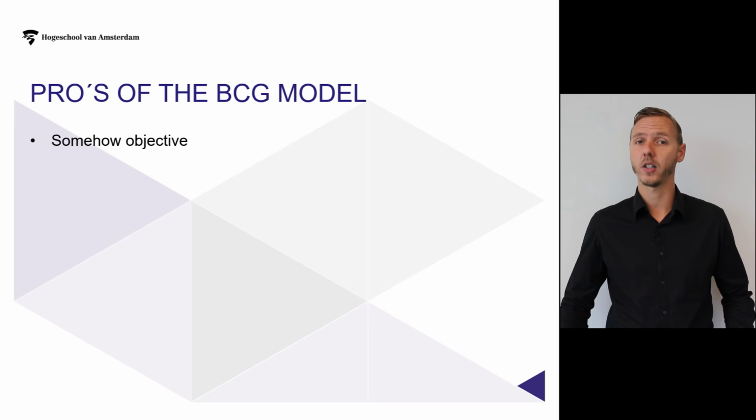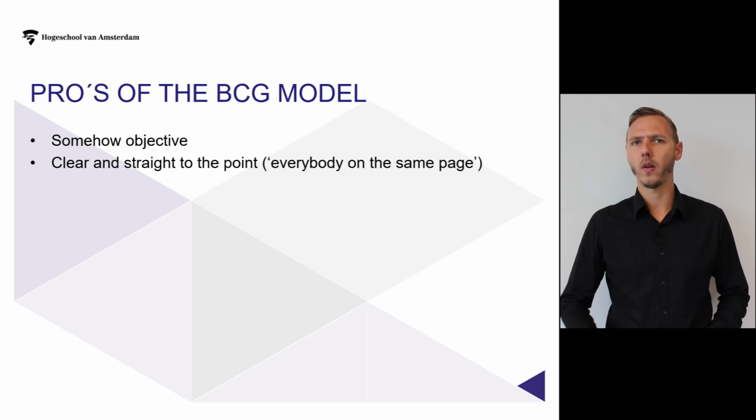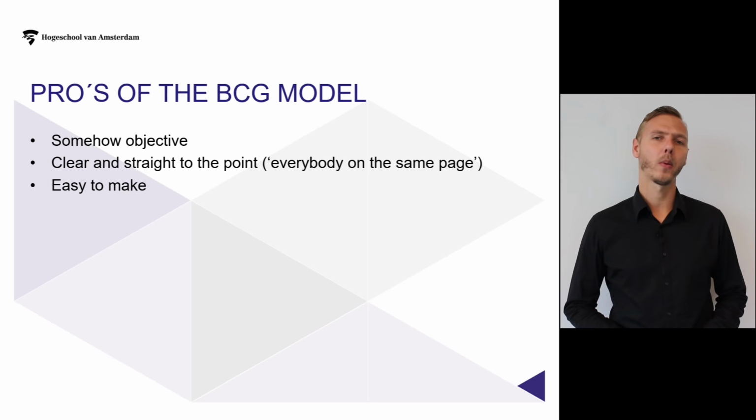It's clear and straight to the point since it is so objective. So everybody's on the same page. If you look at the model and you plot your PMCs and your SBUs in there, then yeah, everybody has to agree. So we're all on the same page. It's easy to make. You can plot it in, let's say, a half an hour. You have all your business units. If you have four or five, it's not so hard to put it on paper.